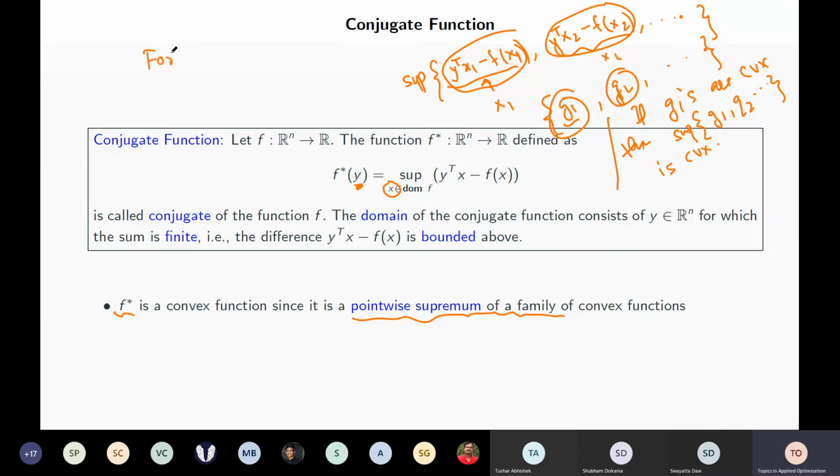for a fixed x, is y transpose x minus f(x) convex? What do you think? Is this a convex function as a function of y? Tell me.